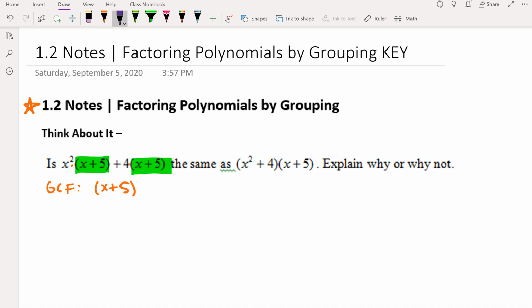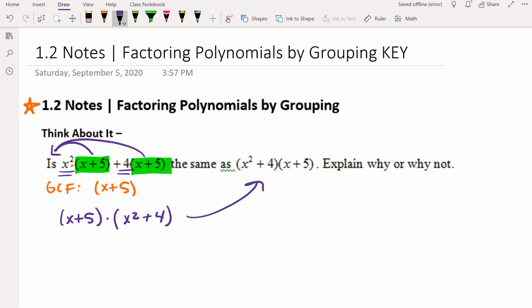So let's try taking out the GCF now. If we take out the GCF, we put it out in front, we're going to have x plus 5 out in front, and then we put our parentheses, times, and we write what's left. When we divide by x plus 5, what's left? X squared is left on the first piece, and 4 is left on the second piece. So check it out. These two are the same.